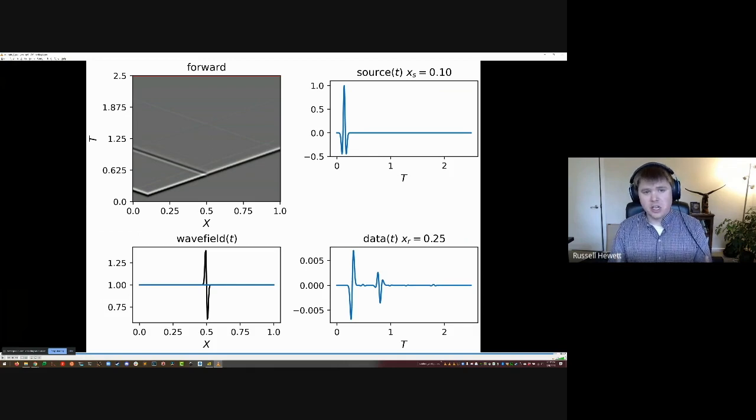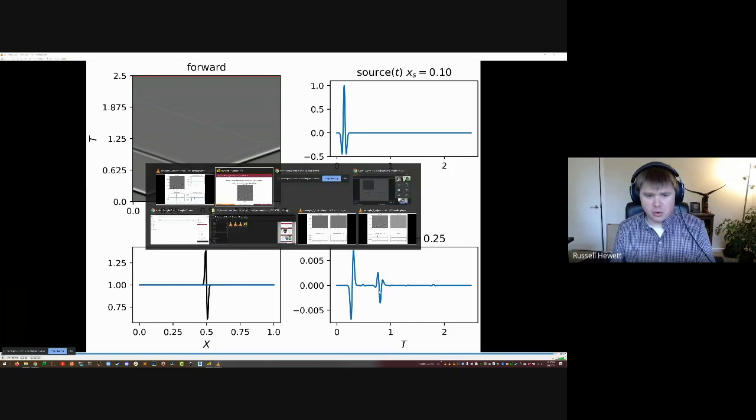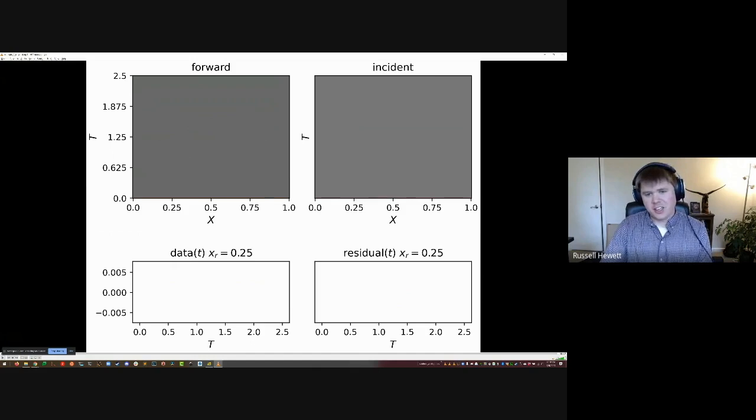So this would be my true data, right? This is the data I would observe if I inject this source through this receiver in the true medium. Now, if I don't know that the medium has this big reflector at 0.5, we want to try to recover what that looks like. So on the left-hand side, you'll see the same thing as we saw in the previous movie.